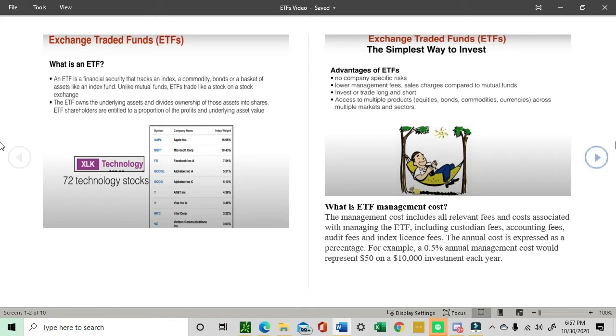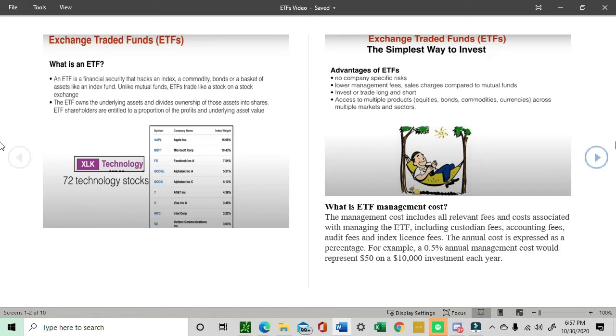Before we jump into all the chart work, I'm going to explain the definition of what an ETF is. An ETF is a financial security, such as a stock, that tracks an index, a commodity, bonds, or a basket of assets like an index fund. Unlike mutual funds, ETFs trade like a stock on a stock exchange. The ETF owns the underlying assets and divides ownership of those assets into shares. ETF shareholders are entitled to a portion of the profits and underlying asset value.